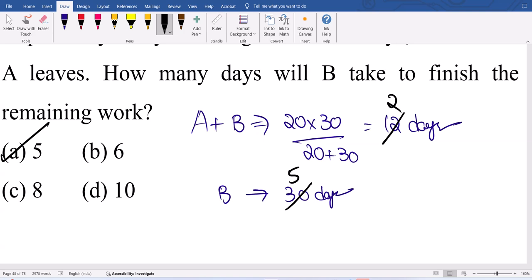A and B together, if they complete the work in 2 days, that work can be done by B in 5 days. No need to take the total work, how much work is completed, how much remains. Directly you can attack like this. A and B together's 2 days of work can be done by B alone in 5 days. Directly we can map the ratio.